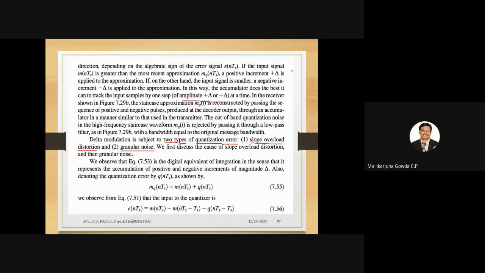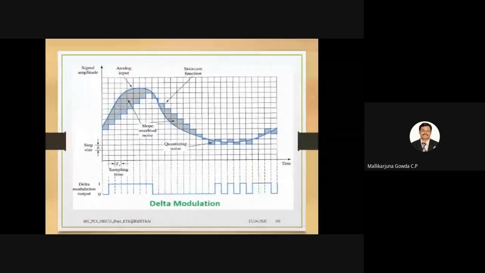I will go to that issue and explain both the noises. So this example is fine. Here we are finding a steep increase in the input signal, right? But the staircase waveform will not be able to follow or track the steep change in the input signal. There is a gap between the staircase waveform and the analog input signal, right?